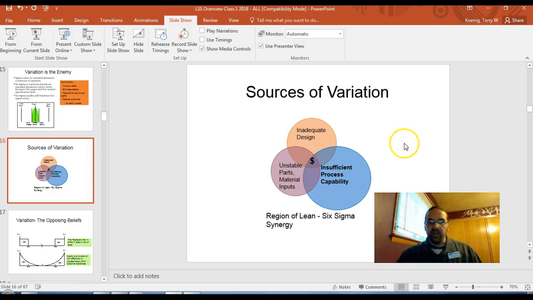So sources of variation: insufficient process capability, which is a huge focus of mine. Inadequate design, that would be an engineering thing. Unstable parts, material inputs, might be purchasing, but it comes from different sources.